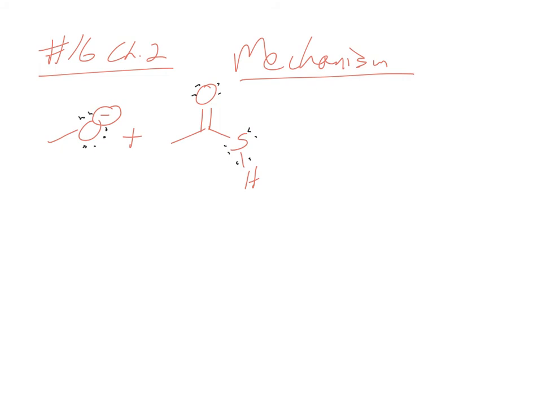We have A and we have B. Which one's more electron rich, A or B? A. Why? Even simpler than that, it's got a negative charge. That's probably going to be where my arrows start.